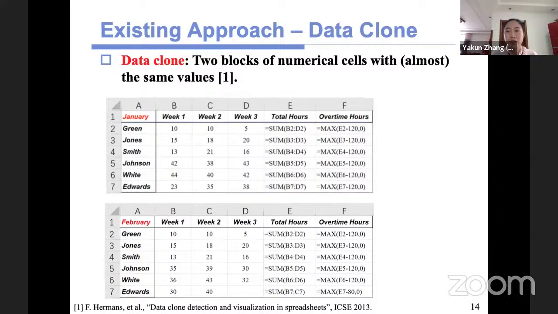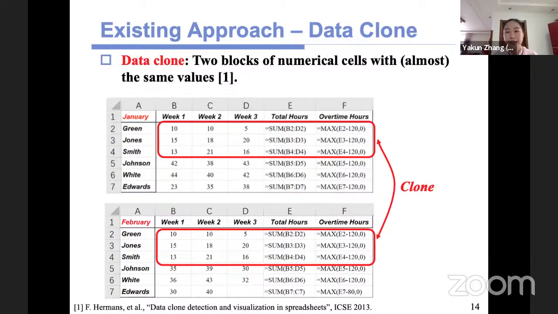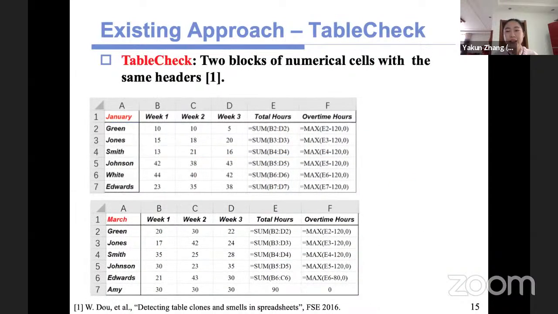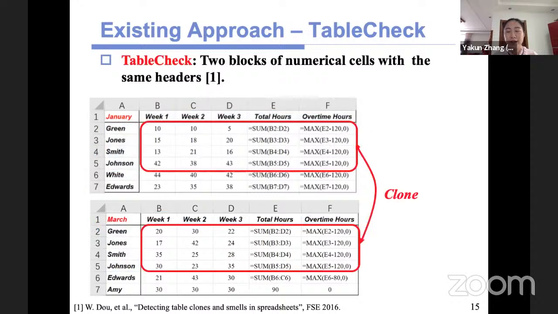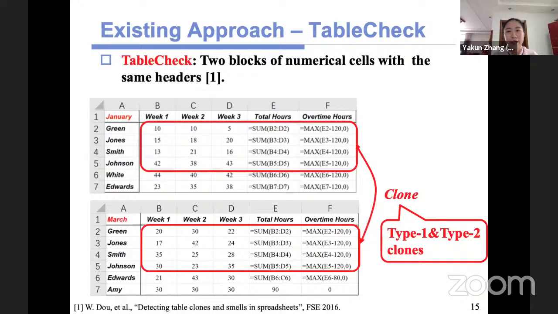The first existing approach is data clone, which identifies 2 blocks of numerical cells with almost the same values. As the example shows, this approach finds 2 parts which contain the same numerical cells as their clone area. And this approach can only detect type 1 clones. The second existing approach is table check, which identifies two blocks of numerical cells with the same headers. As the example shows, this approach first detects the same headers and then finds the clone parts. Actually, this approach can only detect type 1 and type 2 clones.